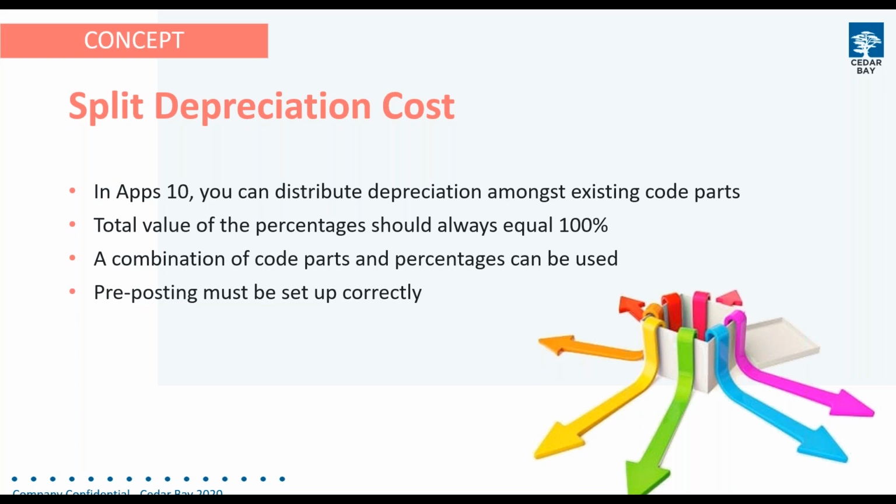Now, within IFS Apps 10, we're able to split the cost of depreciation over these code parts, that is, over these dimensions. So, for example, you may have an asset which involves 3 or maybe 4 different cost centers that require the use of this asset. As opposed to allocating it to one, you can now spread it out in percentages so that all 3 cost centers, as long as those percentages are equal to 100, will take this into account. And it's really, really straightforward in IFS.